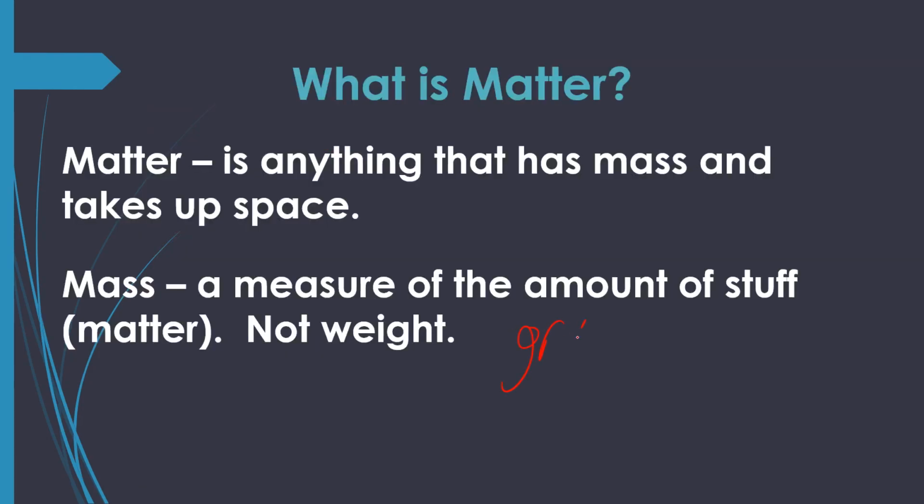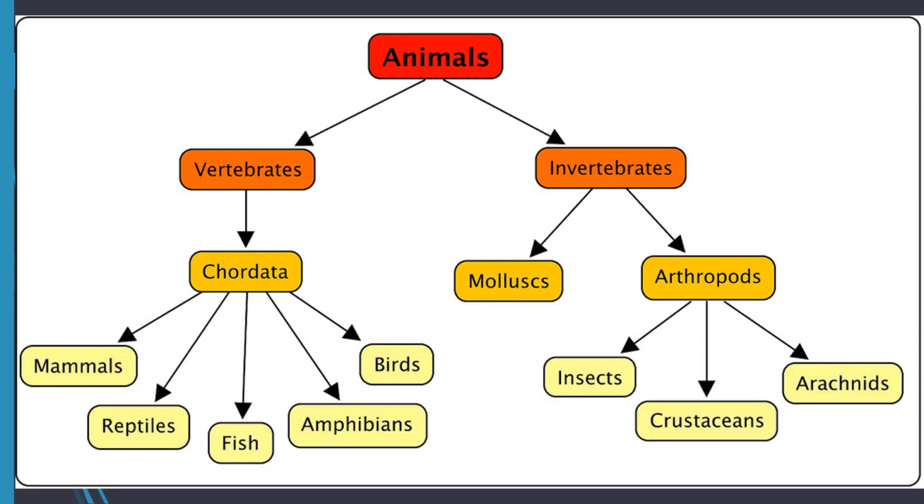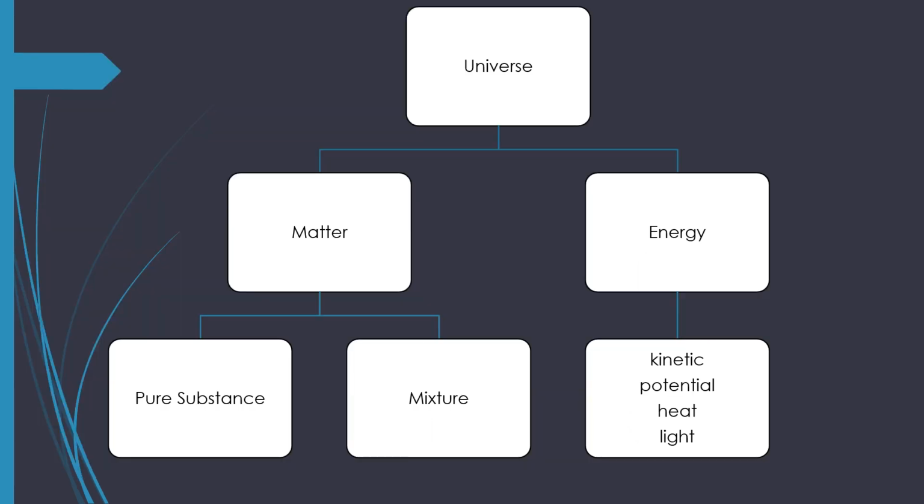So this will be grams, and that's important. The other thing we're going to talk about is how matter is broken down. Now, maybe you're familiar with how animals can be broken down into those with backbones called vertebrates and those without backbones called invertebrates, and that vertebrates can be broken down further into mammals and reptiles and fish and amphibians and birds, whereas invertebrates can be mollusks or arthropods and so on. So that kind of a breakdown is what I'm looking to accomplish here.